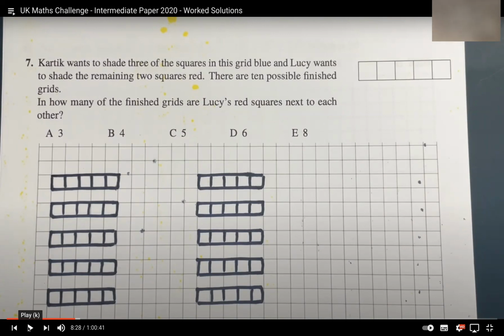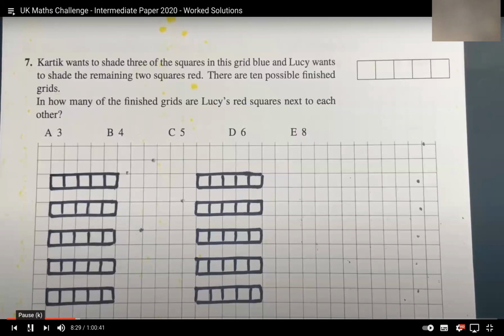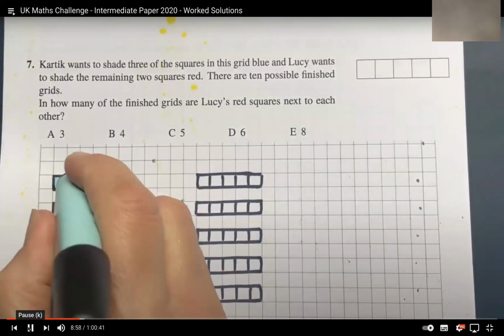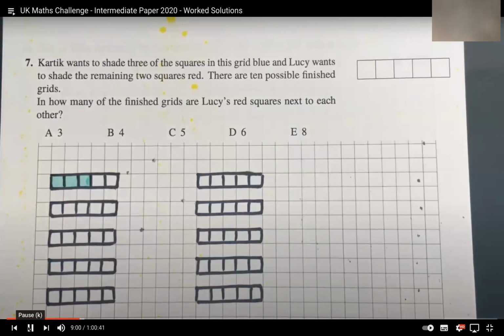Okay, your last solution. All right, we are told that there are 10 possible finished grids. And we want to see how many of the finished grids have 2 red squares next to each other. So I don't have the right colour pens here, rather annoyingly. So we'll just simplify. Right, okay, so anyway, we've got a combination where we've got 3 blue and 2 red.